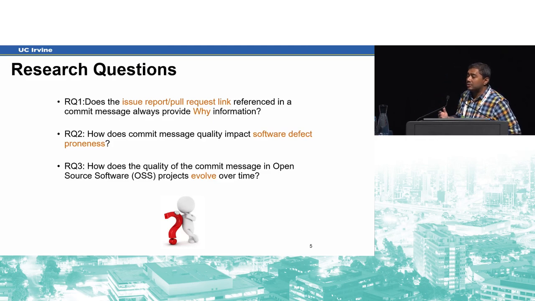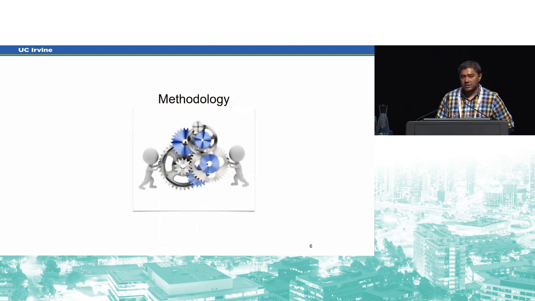So that led us to start thinking about these research questions. The first one is, as I mentioned, does the presence of a reference link convey the why information? Does it always provide that? The second question we were interested in is, how does commit message quality impact software quality? Specifically, we looked at defect proneness. And then, of course, does the quality evolve over time? Quality in terms of the commit message quality, does it evolve over time or does it remain static? So these were the three research questions that we were interested in investigating.